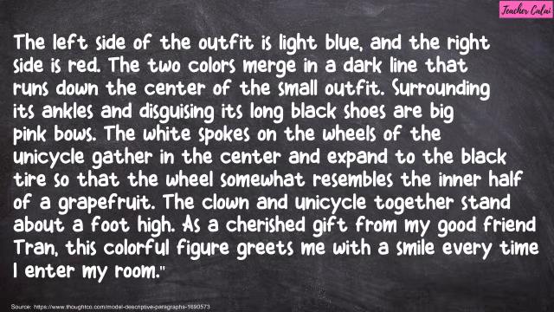The left side of the outfit is light blue, and the right side is red. The two colors merge in a dark line that runs down the center of the small outfit. Surrounding its ankles and disguising its long black shoes are big pink bows. The white spokes on the wheels of the unicycle converge in the center and expand to the black tire so that the wheel somewhat resembles the inner half of a grapefruit. The clown and unicycle together stand about a foot high. As a cherished gift from my good friend Tran, this colorful figure greets me with a smile every time I enter my room.